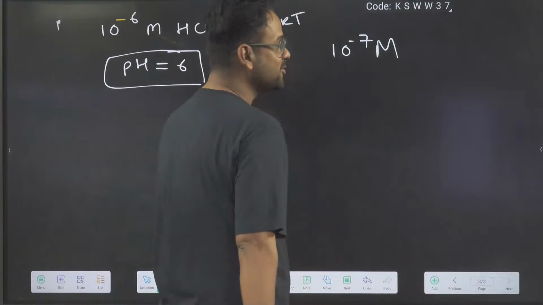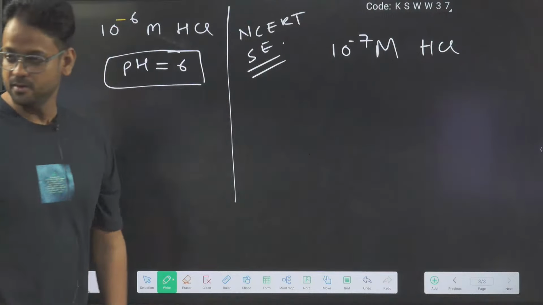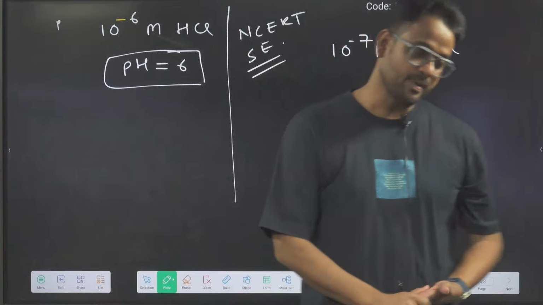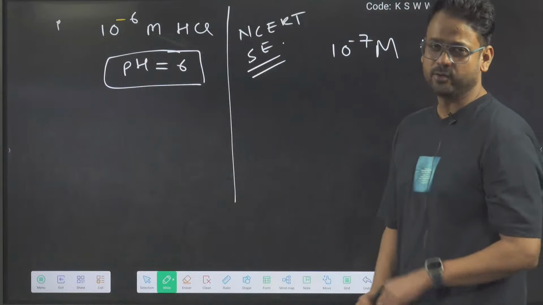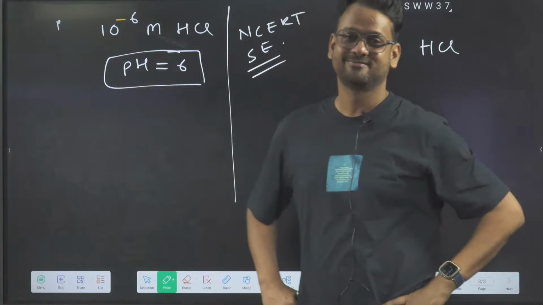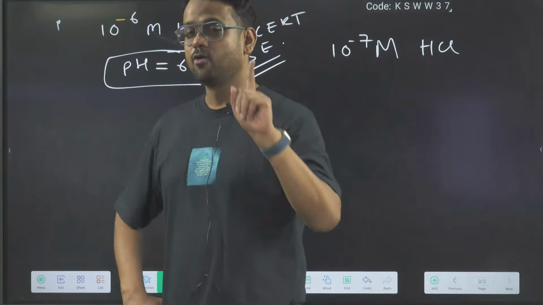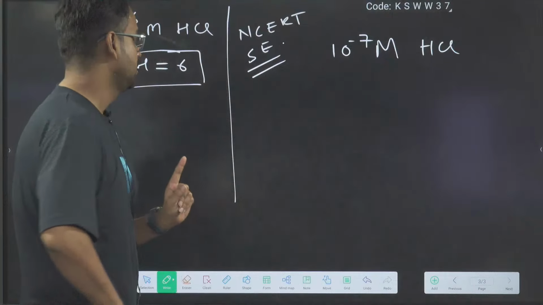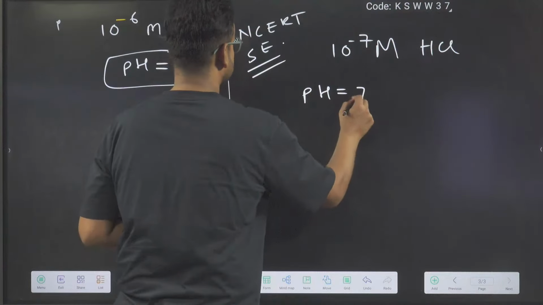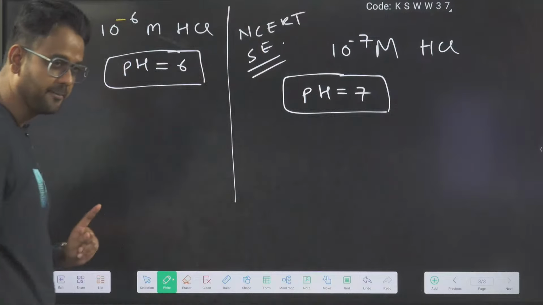So 10 to the power minus 7 molar HCl, what will be the pH? Tell me fast. 10 to the power minus 7 molar HCl. Who will tell me the value of pH? It will not be 7, first of all. If you are saying that for 10 to the power minus 7 molar HCl pH is 7, beta, then something just happened with you.